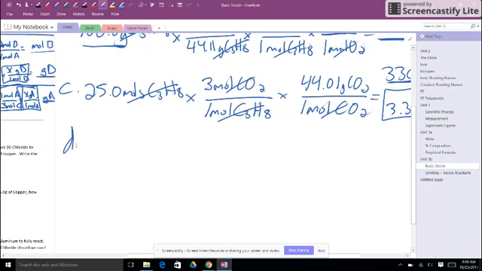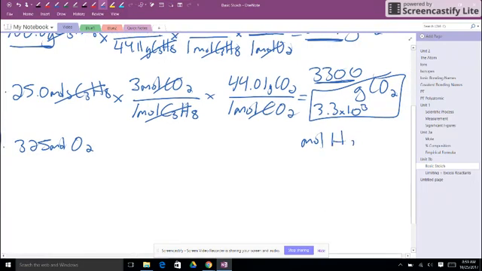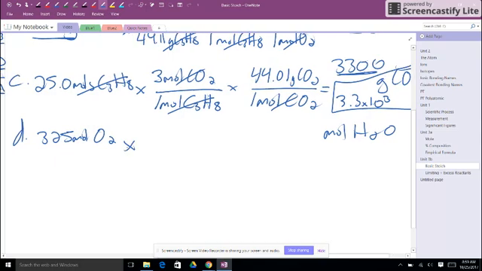Okay, what about for D? If we have 325 moles of oxygen, how many moles of water would be produced? Now, moles to moles, this is a one-step problem. All we need are the balanced equation ratios. Notice that the balanced equation ratios are the conversion factor we will always use.